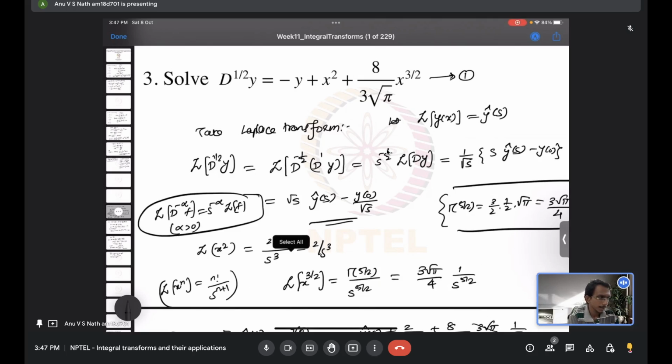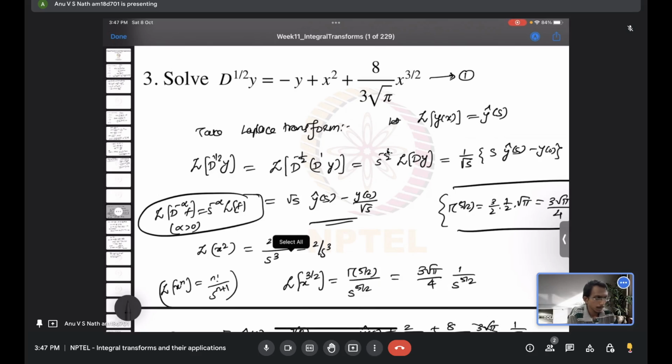What I said is that basically d raised to minus alpha is possible, but not d raised to plus alpha, for any positive alpha. So that's why we did that here. So we split it, then directly apply the Laplace transform of the derivative of y, which is a standard formula: s times y cap minus y of 0. Now if you simplify, you will get root s times y cap of s minus y of 0 by root s. That's what we have done.